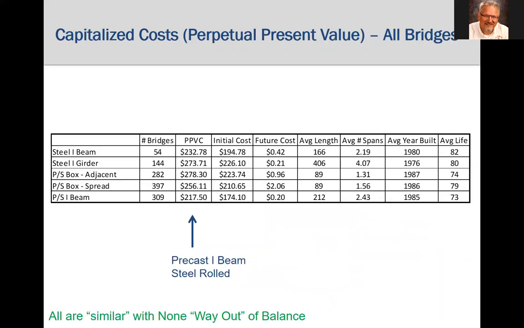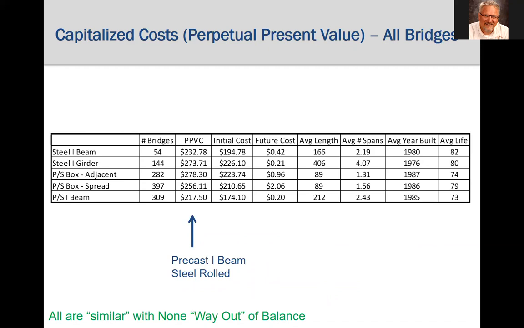So now we're going to move on to capitalized costs, or the perpetual present value. And this table shows all the bridges in the database. Here we see that the precast I-beam bridge has the lowest capitalized costs, and the steel rolled beam bridge is second. The table also shows the initial costs, the present value costs of future maintenance, the average length of the bridges in the database, the average number of spans, the average year built, and the average life again.